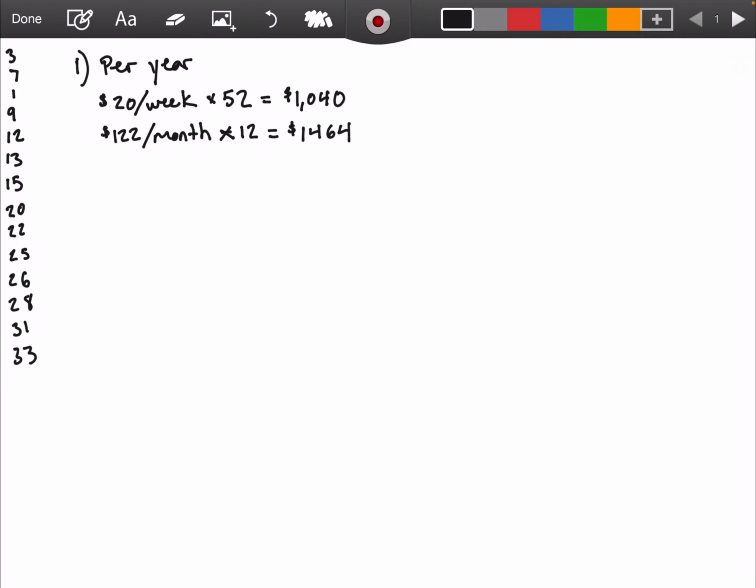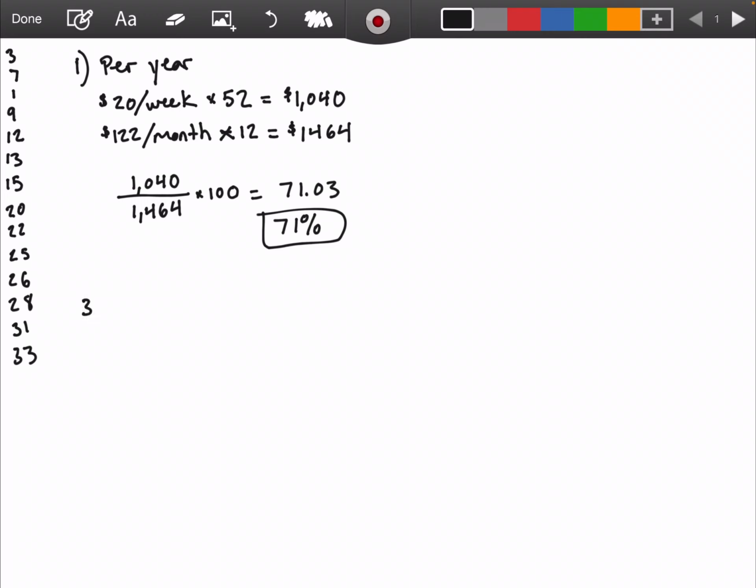Woof. And now you need to find out what percentage is the lottery tickets. So I can just do 1,040 divided by 1464, and then I can just times that by 100. And it says round to the nearest percent, so it's going to be 71%. Fantastic. There you go. That was number 1.